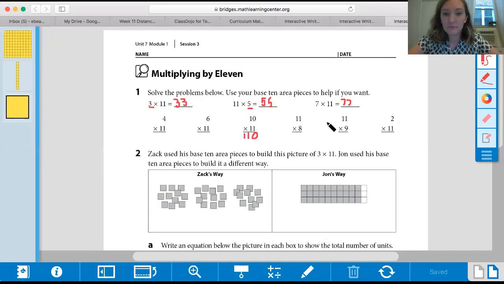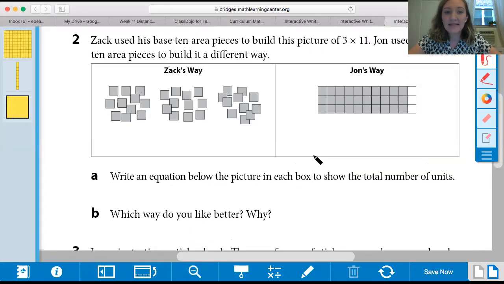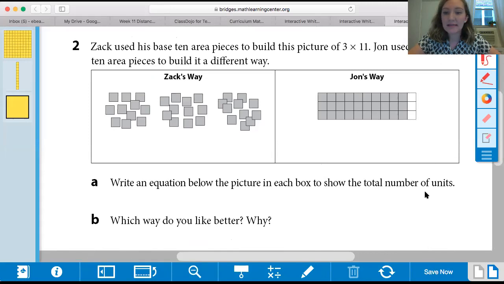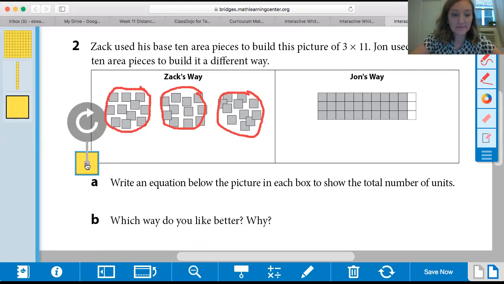Okay, moving on. So Zach used his base 10 area pieces to build this picture of 3 times 11. So he has a group here. Let's make sure he put 11. 1, 2, 3, 4, 5, 6, 7, 8, 9, 10, 11. Yep, looks like Zach can count, so that's good. So he has 3 groups of 11 squares. His little base 10 pieces. You remember maybe when we played with these in class, the little plastic squares, right?